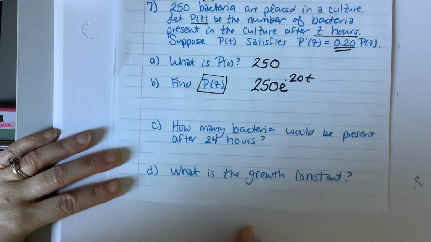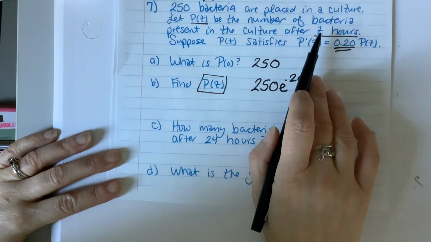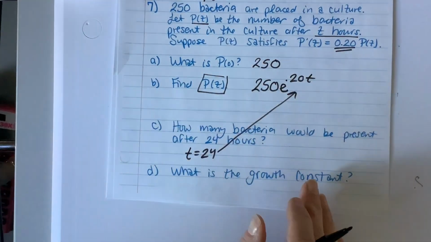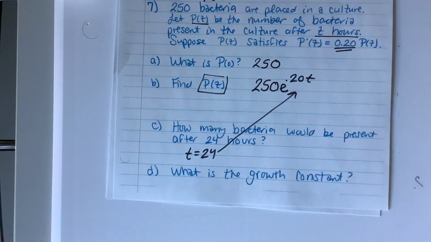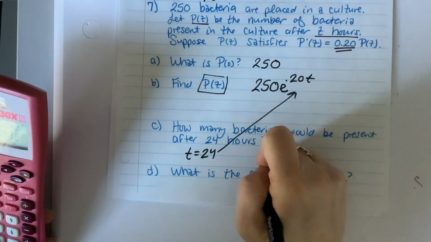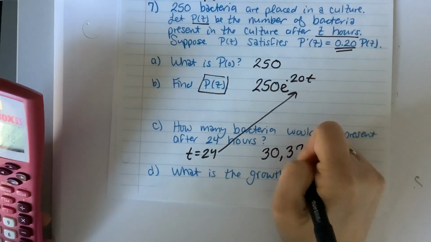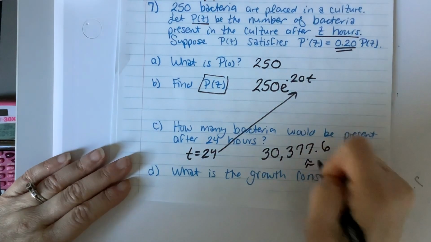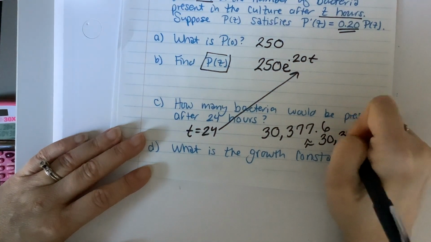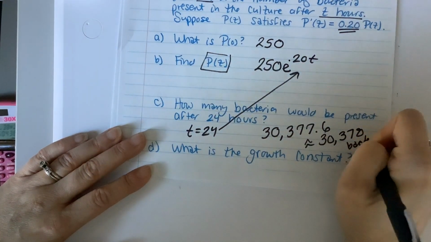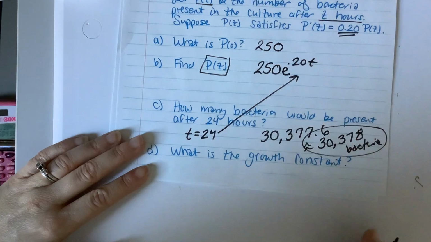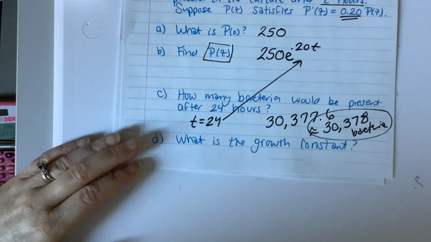How many bacteria would be present after 24 hours? Well, T represents time in hours. T is 24. Go ahead and just fill it in. 250 e to the power of 0.20 times 24 equals 30,377.6. We're not worrying about portions of bacteria, so I'm just going to say 3,378 bacteria. And again, it's approximate based off of how much we had to round. Okay, what is the growth constant?